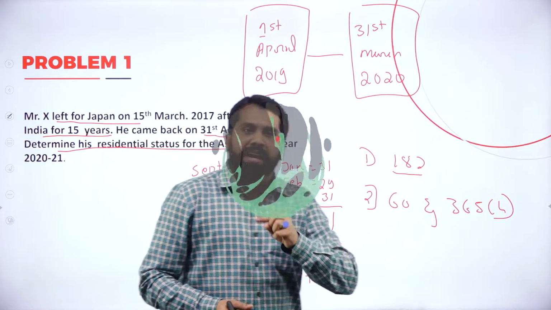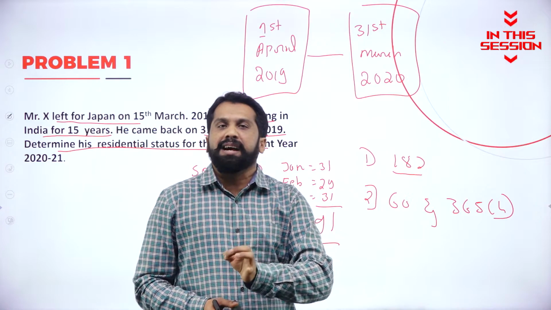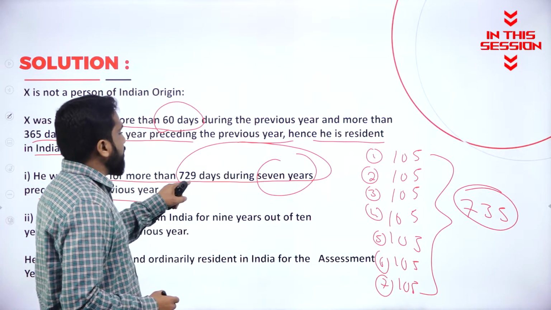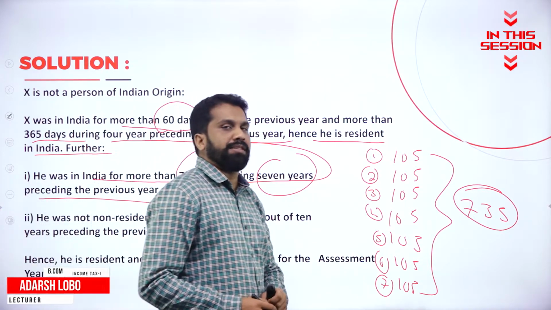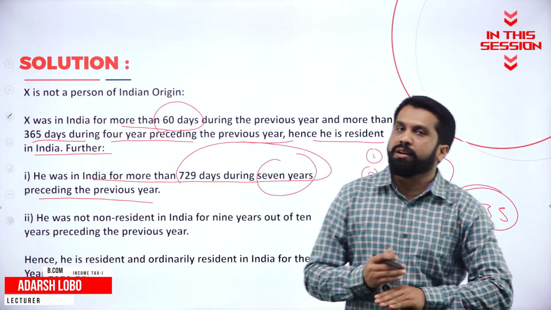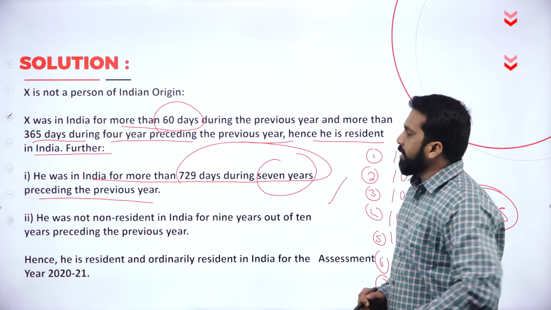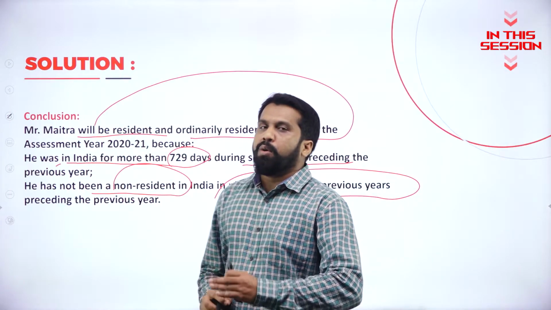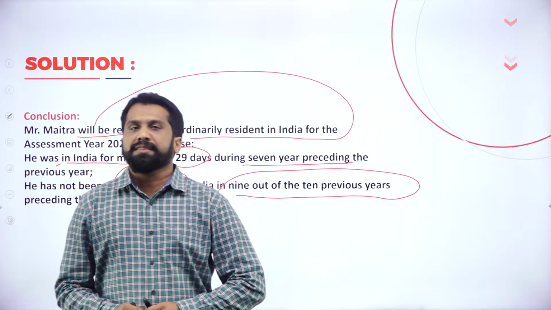The day he arrived, the day he departed will be considered as he is in India. How many days were required? 729. How many days was he there? 735 days he was there. So, more than actually required. So we call him a resident. Not only is he a resident, he is ordinarily resident. You have to go for your basic condition. Once you're done with the basic condition, you should go for the additional conditions.